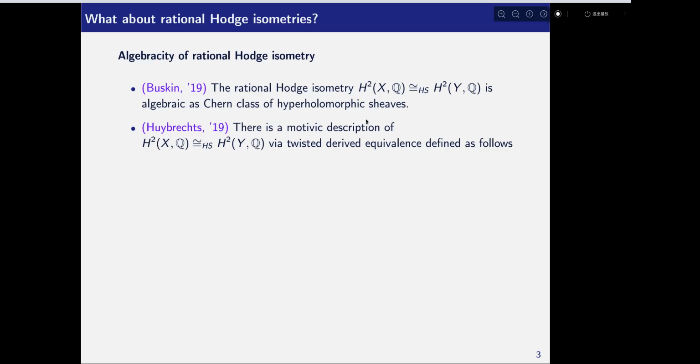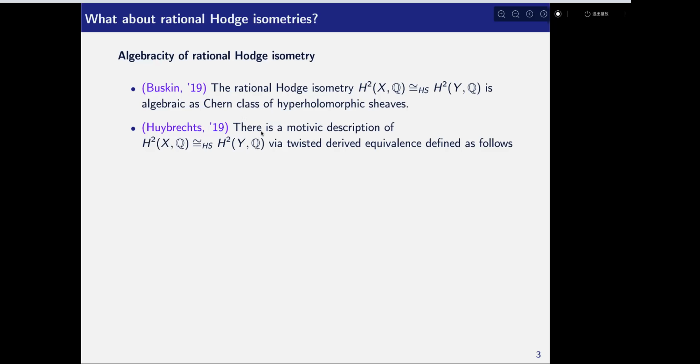Okay. Thank you. And the second one is definitely we need the algebraic. Yeah, everything is algebraic. Here I cannot say algebraic, but it's related to some hyperholomorphic sheaf.